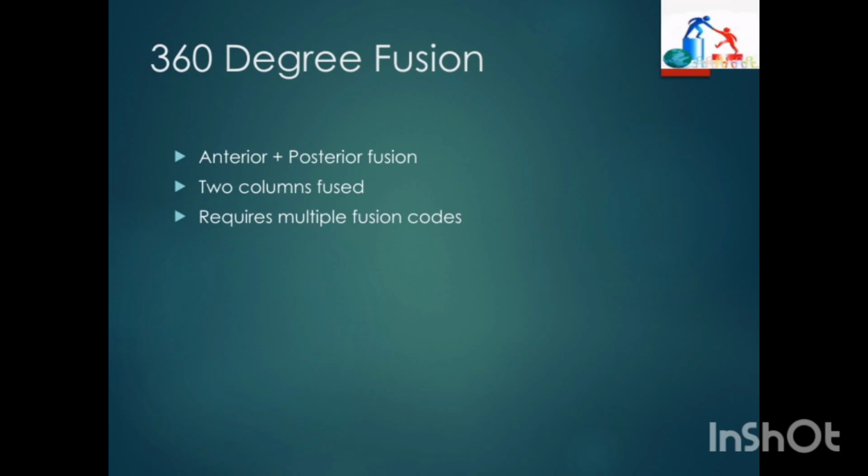Next, there's the 360-degree fusion. This term really emphasizes that the fusion encircles the entire spinal segment, both the anterior and posterior aspects. It's often used when a complete stabilization is necessary, especially in more complex cases. Understanding these options is crucial because they help us determine the extent of the procedure and ensure proper coding. Ultimately, choosing between these types depends on the patient's specific needs and the goal of achieving maximum spinal stability.